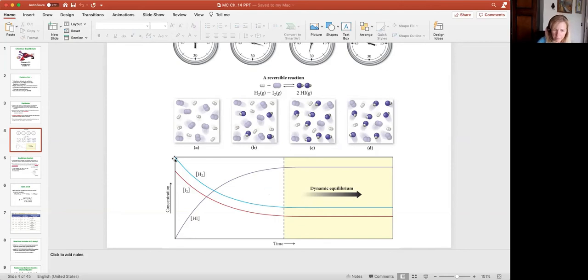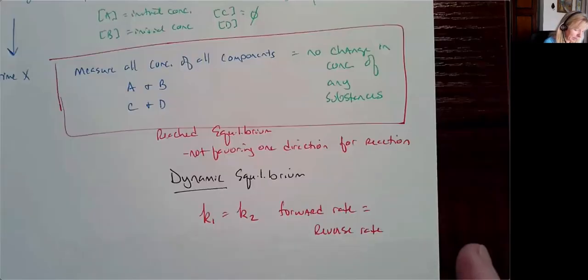But in the absence of doing that, my reaction is going to get to here, and it's just going to reach this dynamic equilibrium. The reaction itself hasn't stopped. It's still going forward. It's just the forward rate and the reverse rate are going to be equal to each other. So for us, we don't see a change in the concentration. All right, so that is dynamic equilibrium.